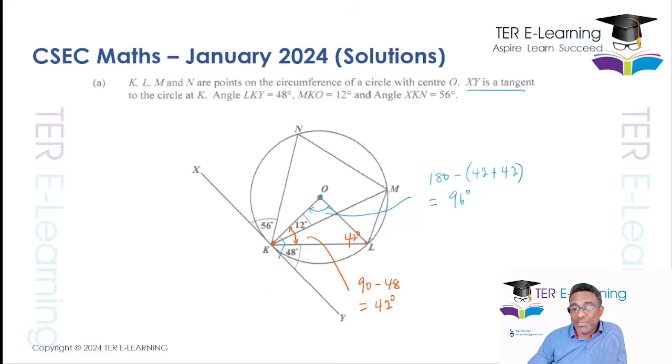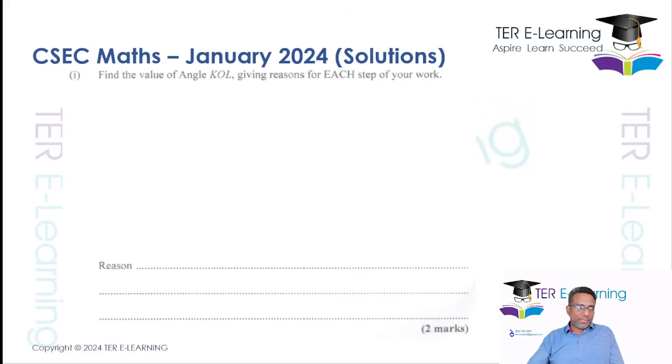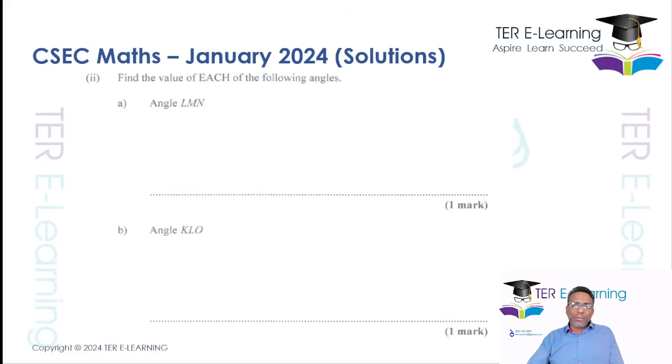The angle between the radius and the tangent is 90 degrees. So we have to take the 90 minus the 48. So you're going to get one of the angles in the isosceles triangle. Then you're going to be able to work out KOL. So I'm not going to go into all the details here, but that's how we find KOL. We want angle LMN.